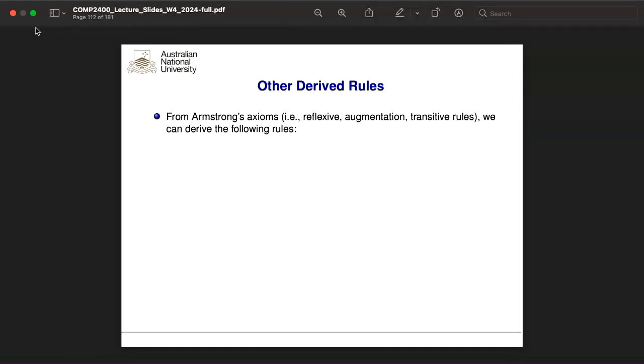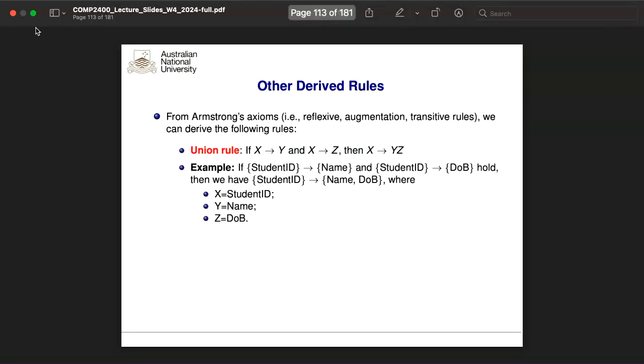So from these 3 basic rules, some other additional rules can be derived. For example, we may have a union rule. If X determines Y, X determines Z, then we say X determines Y and Z. Okay, this rule can be derived from the previous 3 rules. In this example, student ID determines name, student ID determines date of birth. Of course, student ID determines name and date of birth.